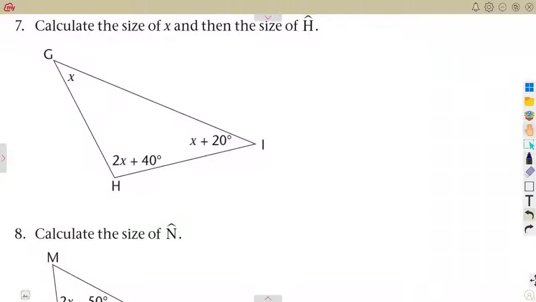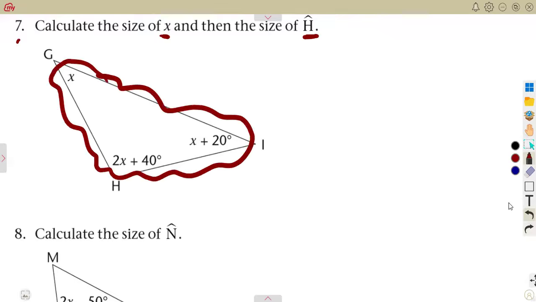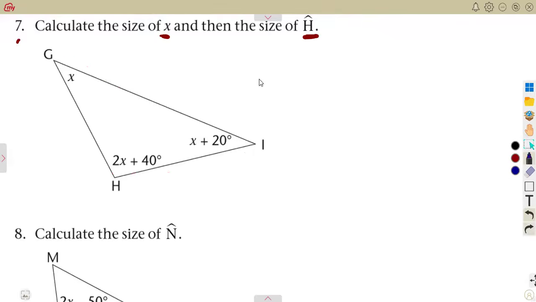So many ways. All right, number 7, you are given, find the size of X, then the size of H. So let's start with X first, the size of X. So there we just need angles in a triangle. There are angles in a triangle that add up to 180 degrees.